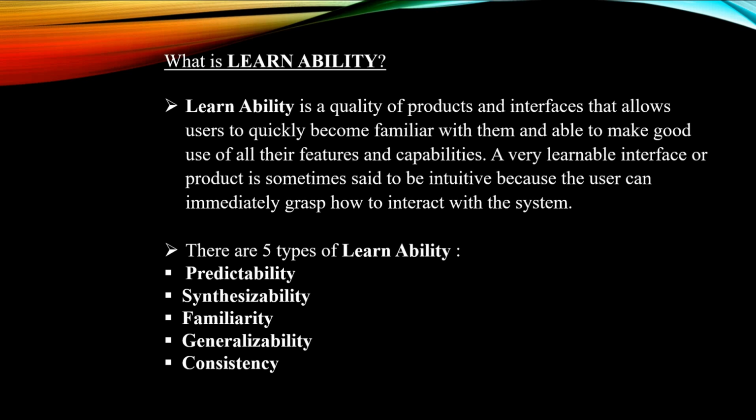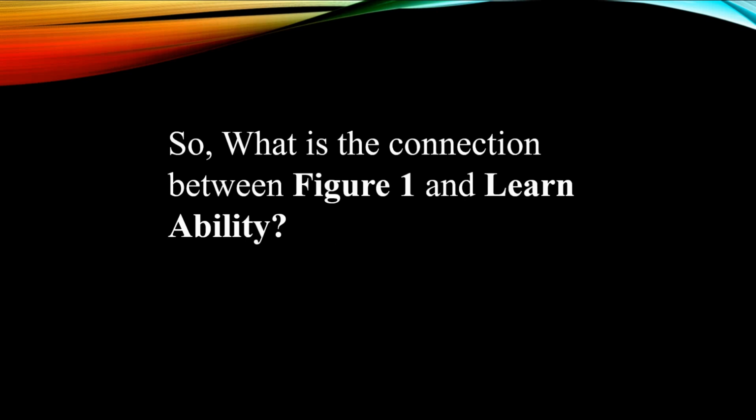There are 5 types of learnability. First is predictability, second is synthesizability, third is familiarity, fourth is generalizability, and the fifth one is consistency. So what is the connection between Figure 1 and learnability?